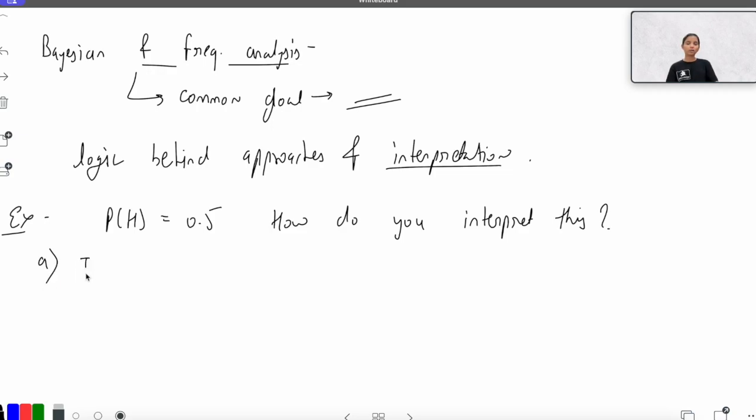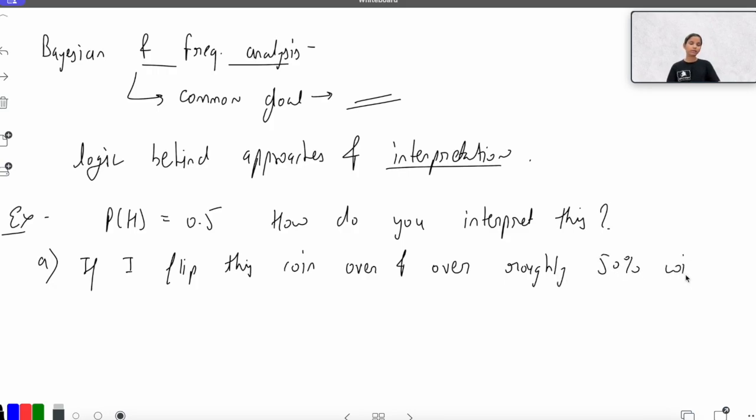Let's say option 1 says that if I flip this coin over and over, I know my writing is quite bad, but yeah, over and over, roughly 50% will be heads. Now the second option says that heads and tails are equally probable.